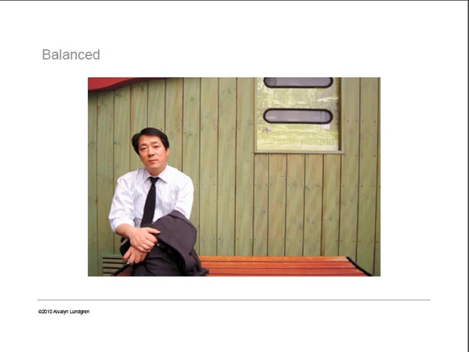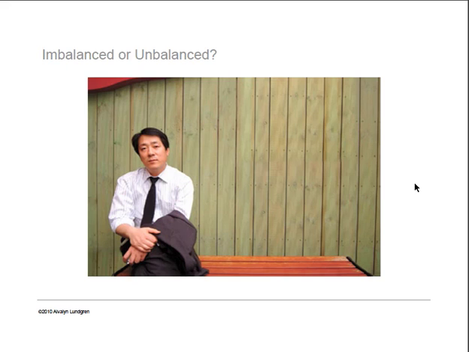So we move in here and come down and land here, and then we come up into the figure. This is also useful to help balance, and it echoes the horizontality here in the window. So this is a balanced composition. Now the question to you is, is this imbalanced or unbalanced? And I'm actually going to let you think about that for a bit.